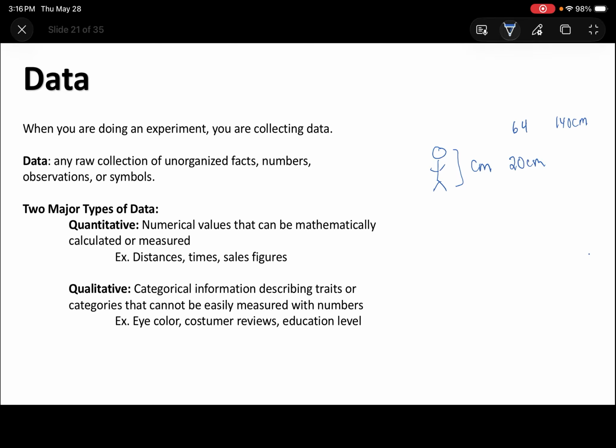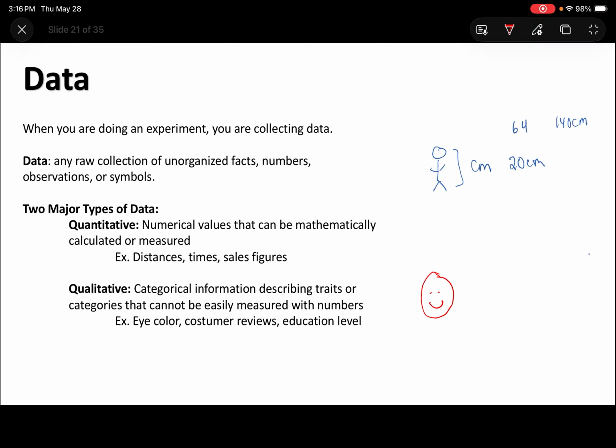We also have qualitative data, and this is categorical information that describes a trait or categories that can't be easily measured with numbers. An example of this: maybe you want to do a study on how happy college students are. That's not something that you can quantify with a number, so we call that qualitative data. We can still collect it and we can still analyze it, but they're two different types and they both have their own positives and negatives.